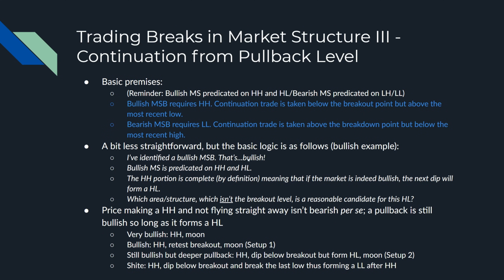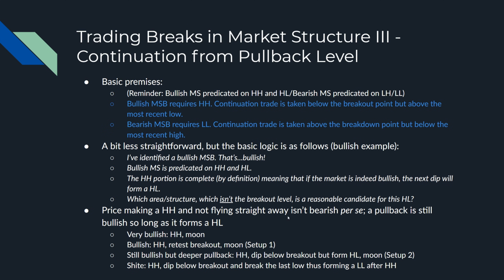And again, let's take the bullish example. Price making a higher high and not flying straight away isn't bearish per se. A pullback is still bullish so long as it forms a higher low. Again, the requirement for bullish market structure is higher highs and higher lows. Nowhere does it say that it's higher highs and a higher low only as long as the higher low forms at the breakout point, right? That's just one option.